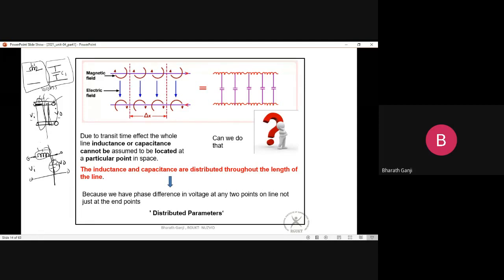So the thing is, if you think this inductor or capacitor, check it.